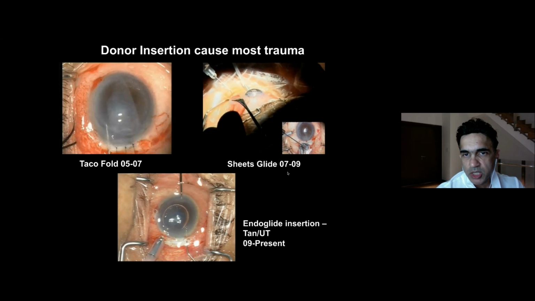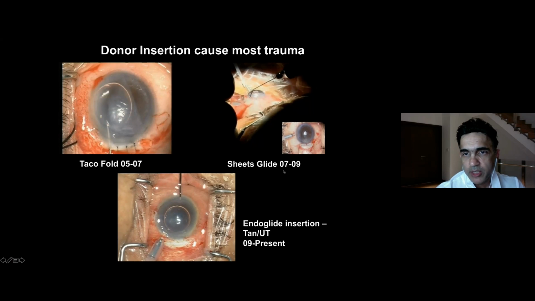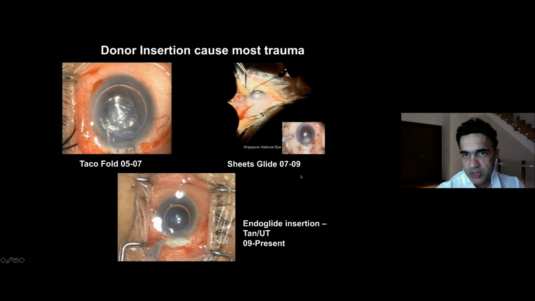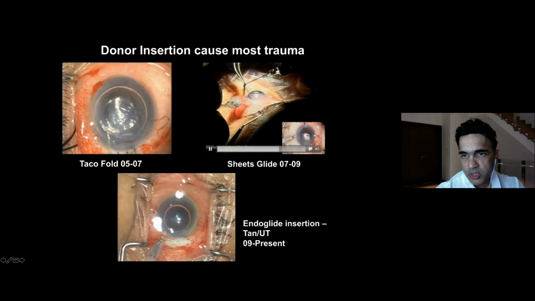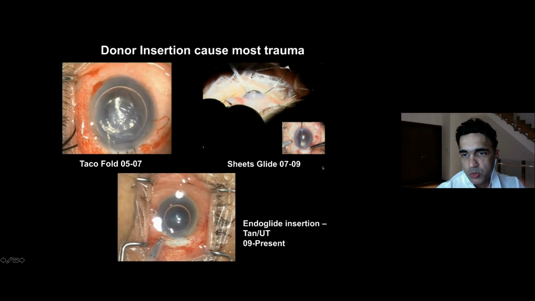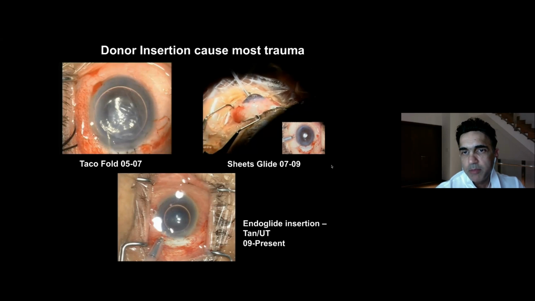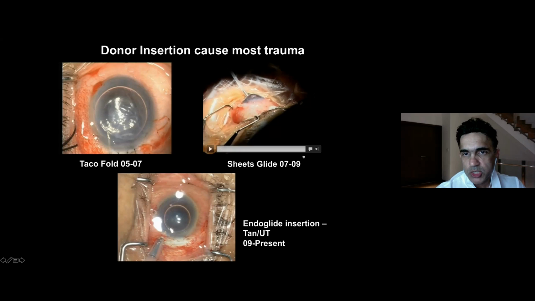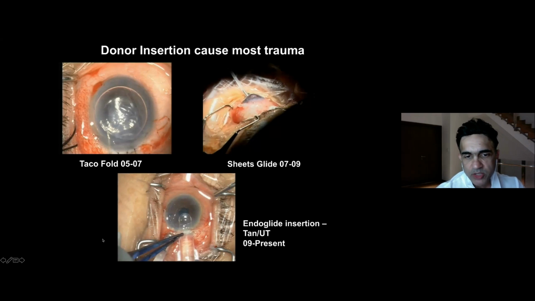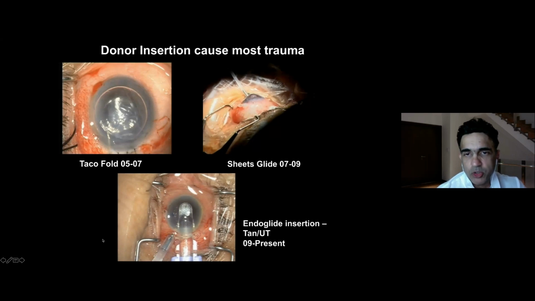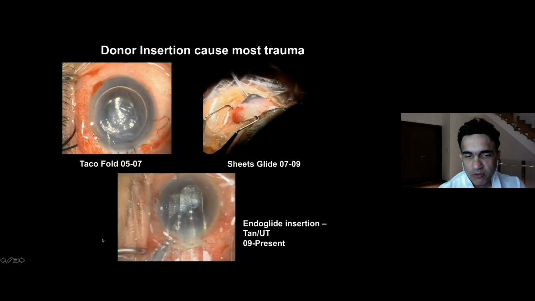But using a Sheets glide, which is a simple anterior chamber IOL glide, we used to put it on a bed of viscoelastic, and you can see in the video, you can come across the anterior chamber and grab the tissue with a pair of forceps. These are 23 gauge forceps. You grab the donor and simply pull it inside the anterior chamber, and then you pull out the Sheets glide. There's much less manipulation of the tissue with the Sheets glide compared to the taco folding. However, we noticed that over time the tissue can get damaged, because you're putting an 8mm tissue through a 4.5mm incision.